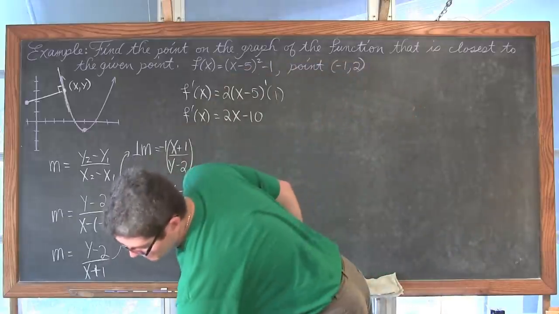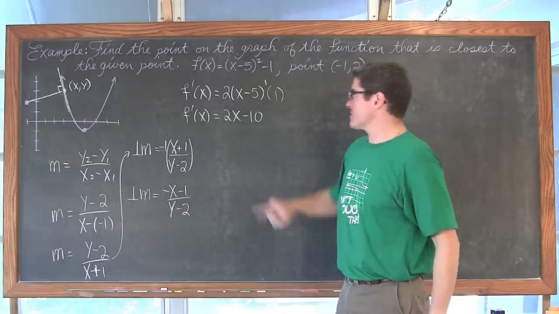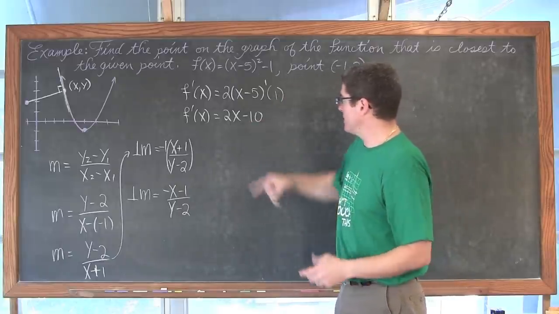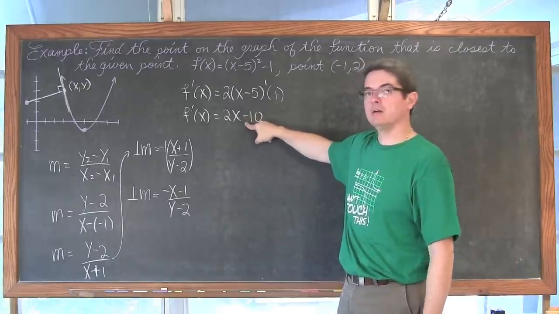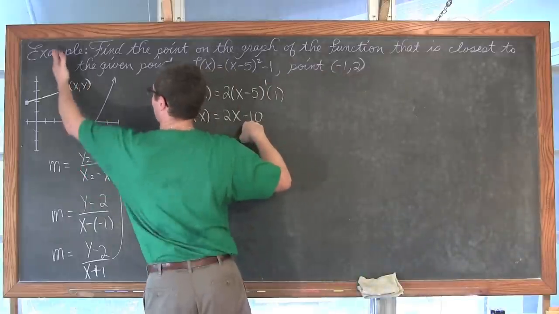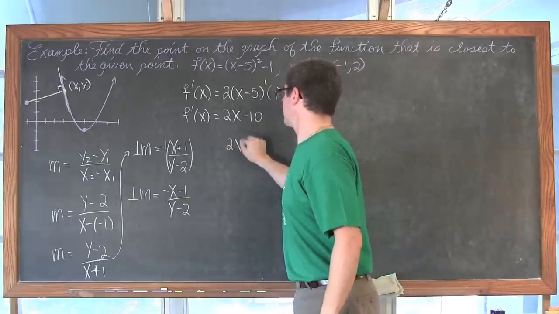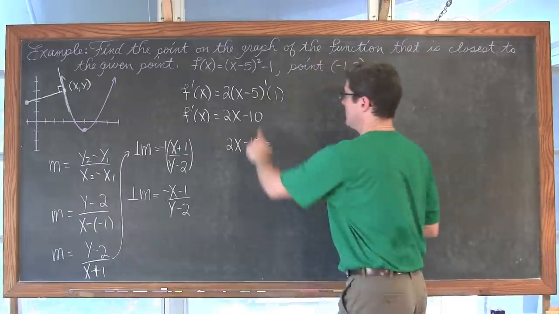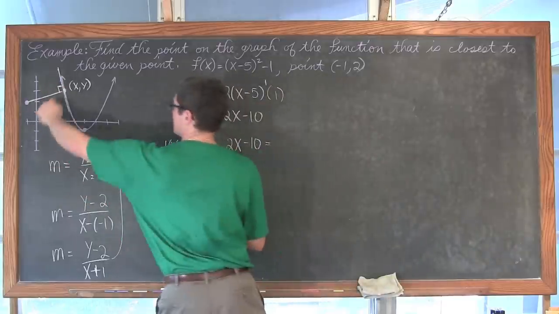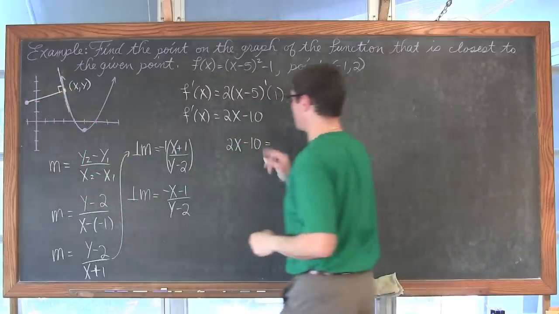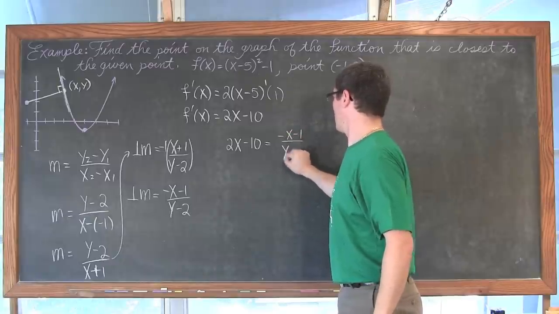Yes, okay. So now I want that perpendicular slope. I need to relate these together, right? I want the slope of the parabola to be perpendicular to this slope. So I'm going to set them equal to each other and get 2x minus 10 is equal to that perpendicular slope. Again, this here is this slope, and I want it perpendicular to the slope of the parabola. So we have negative (x plus 1) over y minus 2.